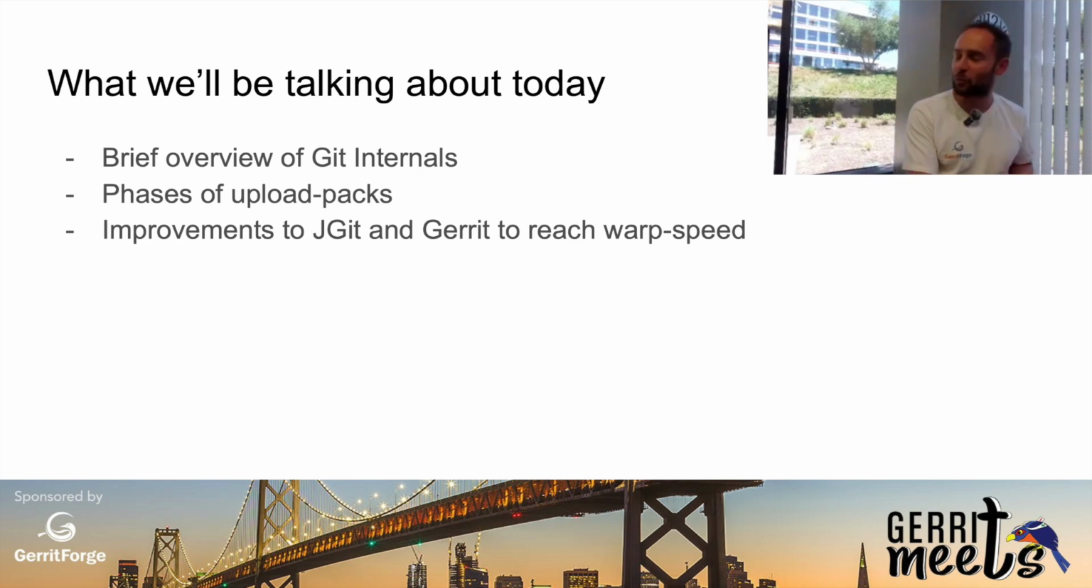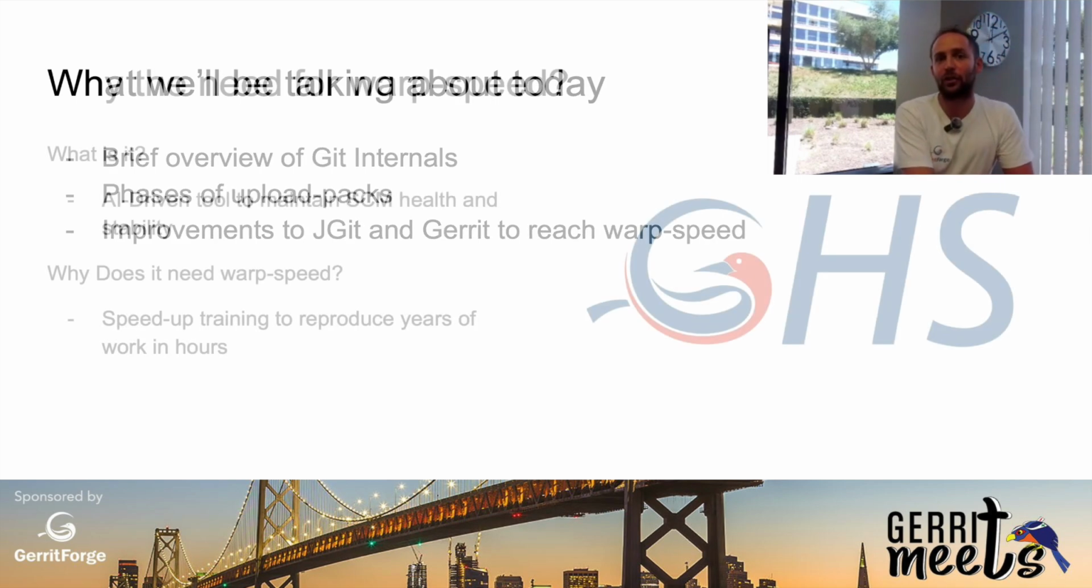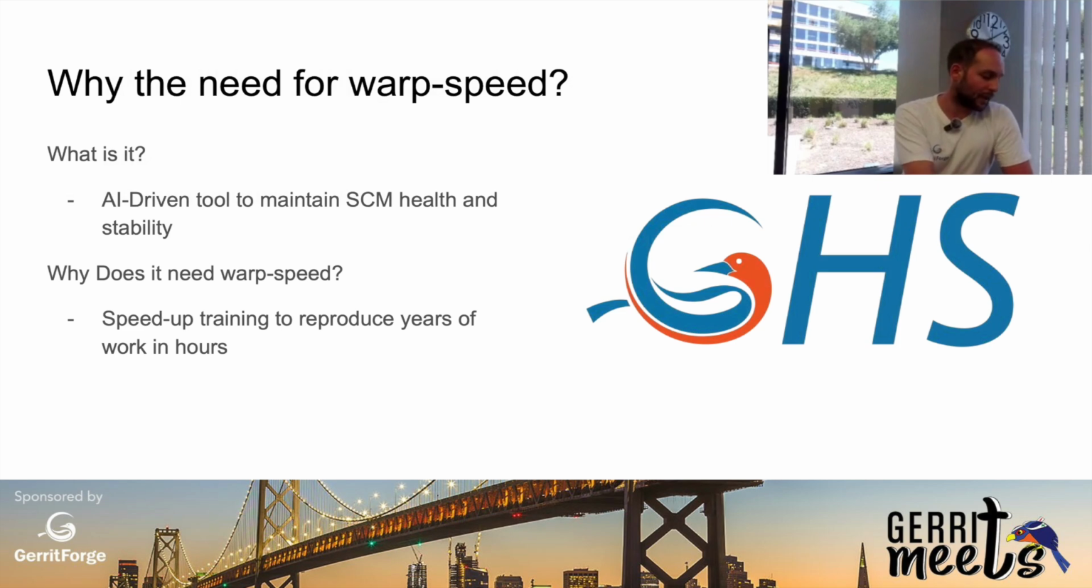But first of all, why would we need warp speed? Gerrit is not that bad. Why do we really need to push it so much? The answer to that is GHS, which I don't know if you know what it is, but it's our AI-driven tool to maintain SCM health and stability. We talked about this at the Munich meetup 3 months ago. The recording is on our YouTube channel if you want to look at it. Quite an interesting project. I'm sure we'll talk about it at future events as well.